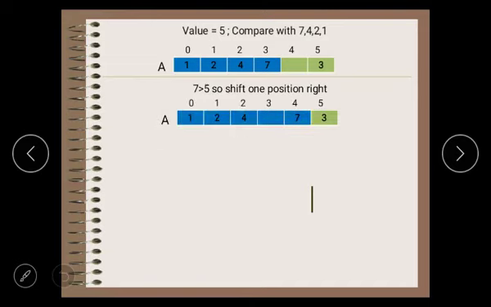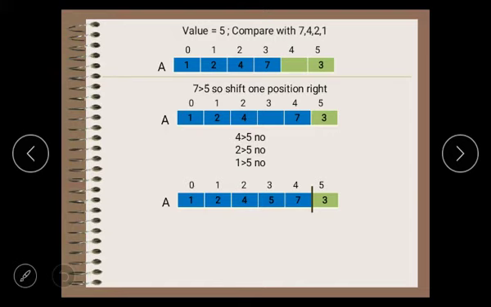Now compare with 4. Is 4 greater than 5? No. So no shifting. Next compare with 2. Is 2 greater than 5? No. So no shifting. Now compare with 1. Is 1 greater than 5? No. So no need of shifting the elements. After that, the final array looks like this. Here these are the sorted elements and this is the unsorted element.